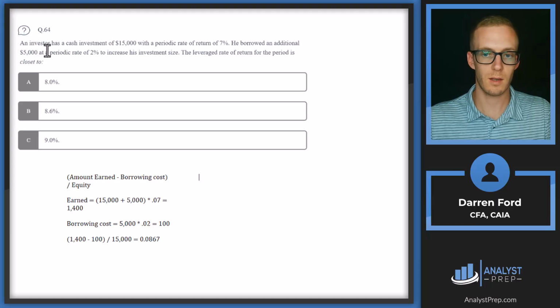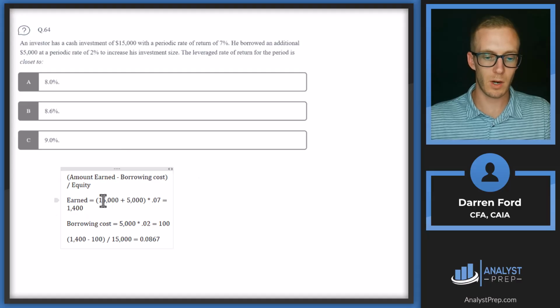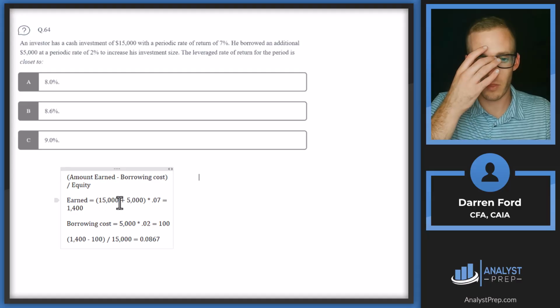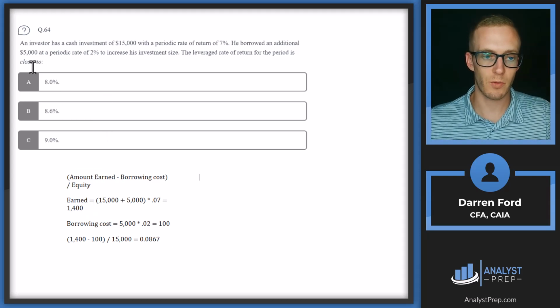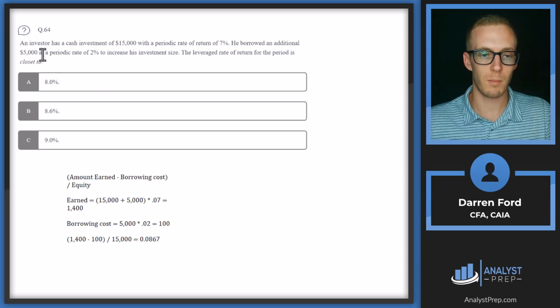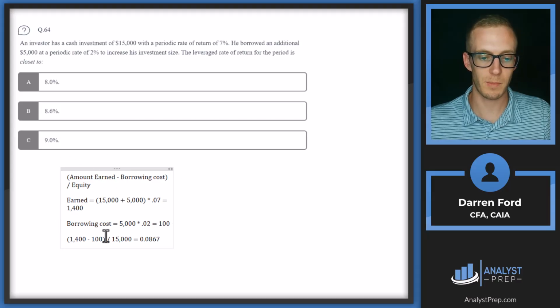which gives us the return including the amount that we borrowed and then subtracting out the cost of that. The amount that we earned is our full investment, our own funds plus the borrowed funds, times the rate of return. So 0.07 times 20,000, which is 1,400. Our borrowing cost is pretty straightforward: that 5,000 multiplied by 2%, so we get $100. Coming back up to the original formula, amount earned 1,400 minus 100 divided by our equity gives us 0.0867, which is going to round closest to answer B, 8.6% return.